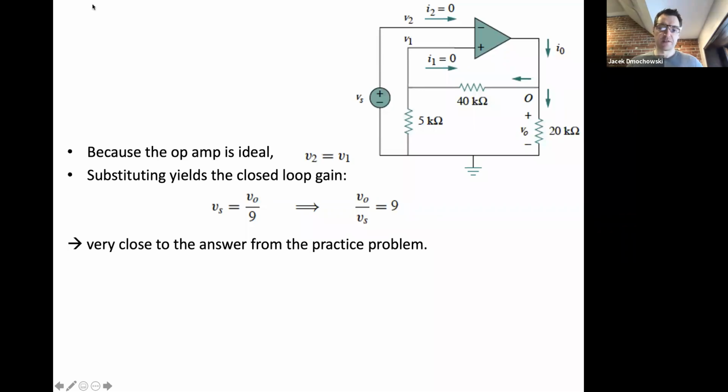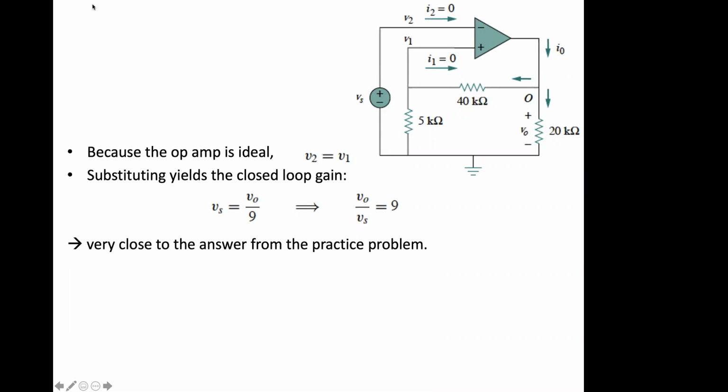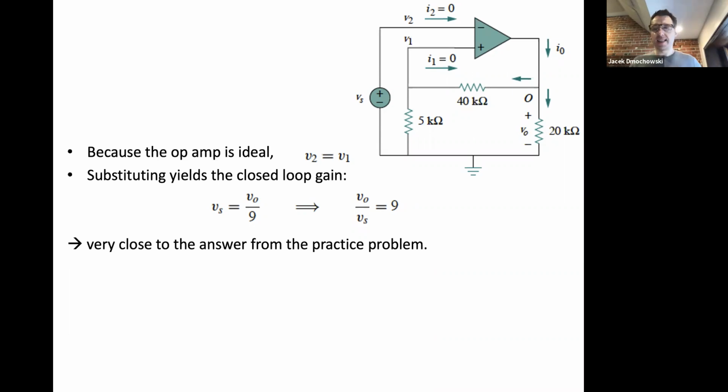Yes, go ahead, Omar. Yeah, just a quick question. Why did we use the voltage from the 5 kilo ohm and not the 40? Yeah, that's a good question. The reason is this: you're interested in the voltage at this point where my cursor is now. This is 0 volts here. This is ground. So whatever the drop is across the 5 kilo ohm is the voltage that will appear here.